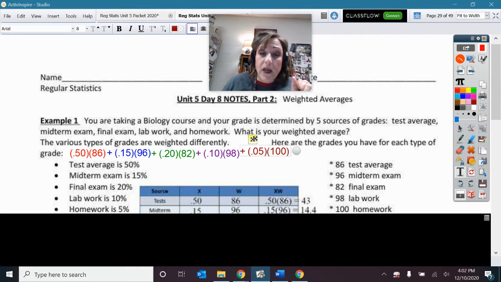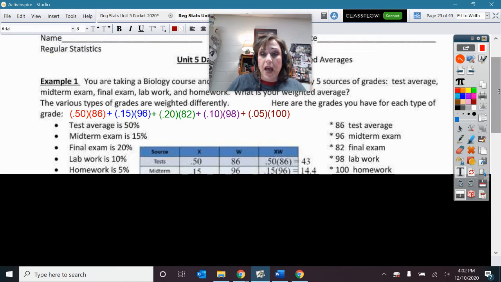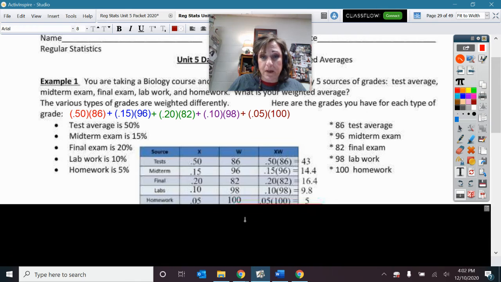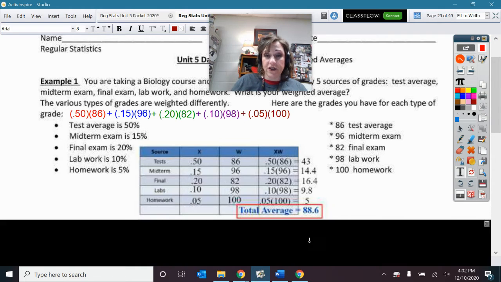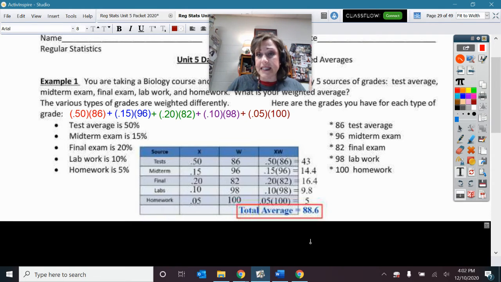All right, so when you multiply those together, here's what is happening. You can see here I multiplied that all out, the 0.50 times the 86. So you have these different separate section totals that contribute to the overall grade. And when you add those all together, you get your 88.6. So that's your overall average. It is not adding and dividing by 5, because you have categories weighted differently.